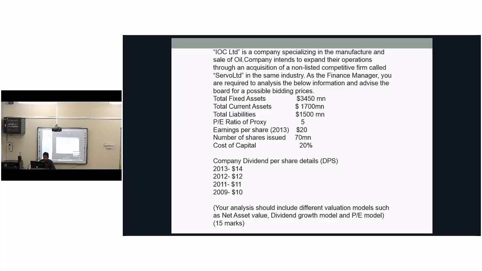So far we have done the dividend growth model and the net asset value method. This is a company that we have selected. We discussed this question just to refresh. There are two companies, IOC and Servo. IOC would like to take over the company Servo, and the Servo details are given. If you are the manager of IOC, you need to give a price to take over this firm. You have fixed assets, the total liabilities of the firm, the PE ratio, earnings per share, number of shares issued, cost of capital, plus some dividends per share information. So let's quickly calculate the net asset value, then the dividend growth model of the business, and see what is the possible value range to bid for this firm.